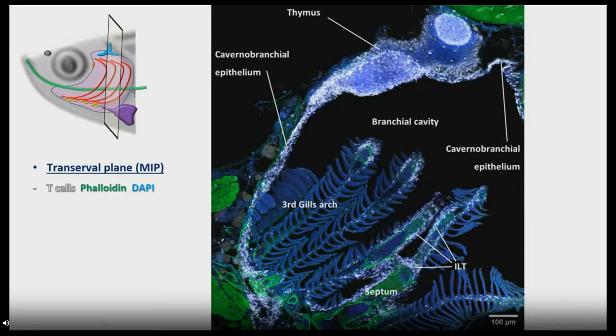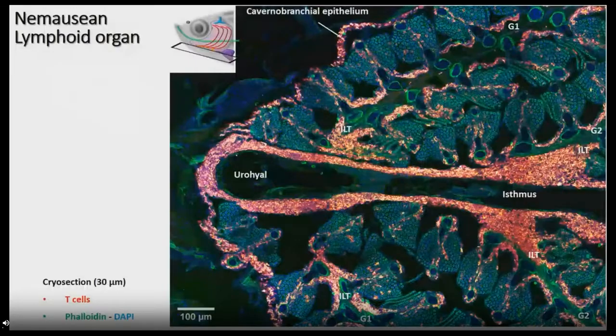But the main surprise that we got is when we started to look at the lower parts of the branchial cavity, we could find a new lymphoid organ that we call the Nemausian lymphoid organ. So if we look at this image, the T cells are in red, phalloidin in green, and DAPI in blue. You have the two branchial cavities. You have the gill arches, 1 and 2, 1 and 2. Then you have the urohyal bone right here.